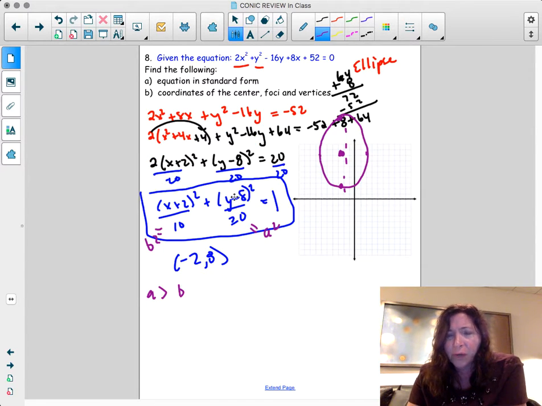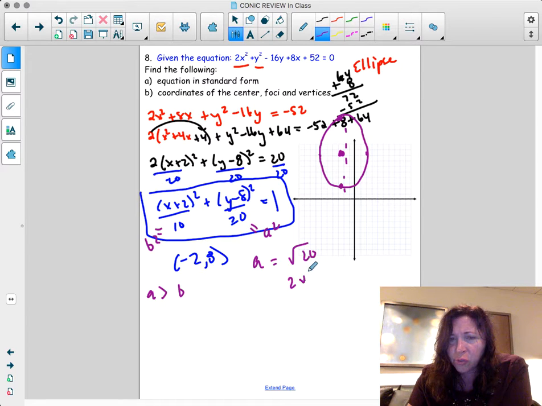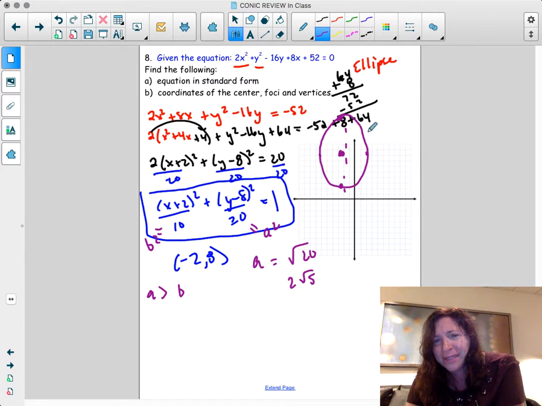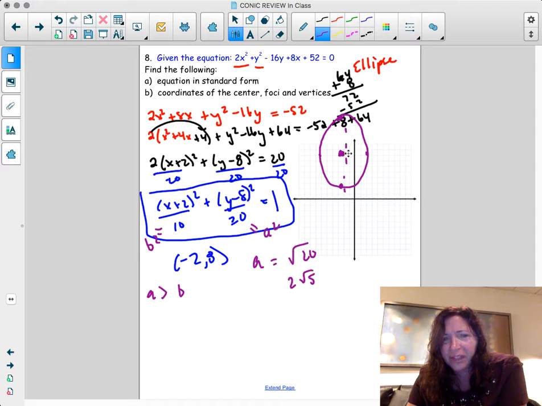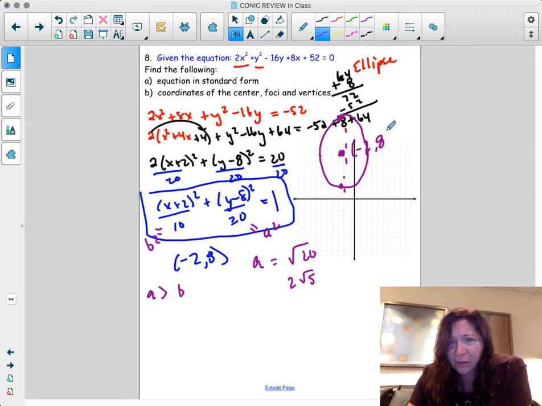So if a squared is equal to 20, that means a is equal to the square root of 20, or the square root of 4 times 5, so 2√5. So what that means is that this distance going up, or my vertex up here, I'm going to have to know what that vertex is. So that's going to be negative 2, comma 8 plus 2 root 5. And that's going to give me that vertex here.